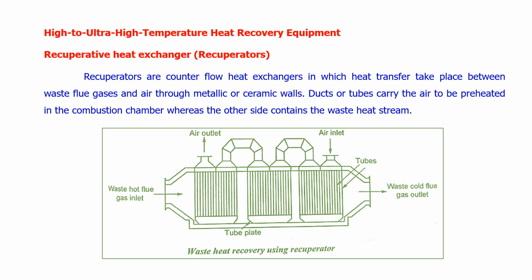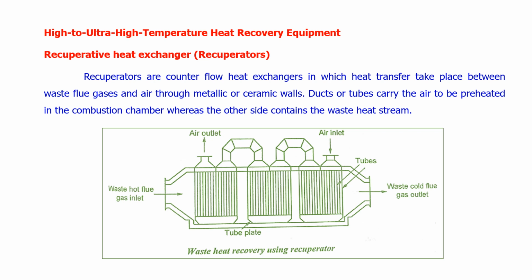So for the high to ultra high temperature, that is above 750 degrees Celsius, the recuperator is very similar to a counterflow heat exchanger. The counterflow heat exchanger means both flows will be in opposite directions. One is in one direction, another one is in the opposite direction, not in the same direction. That is not parallel flow. Counterflow means the flow is in opposite directions, so heat transfer will be more effective in the case of a counterflow heat exchanger.